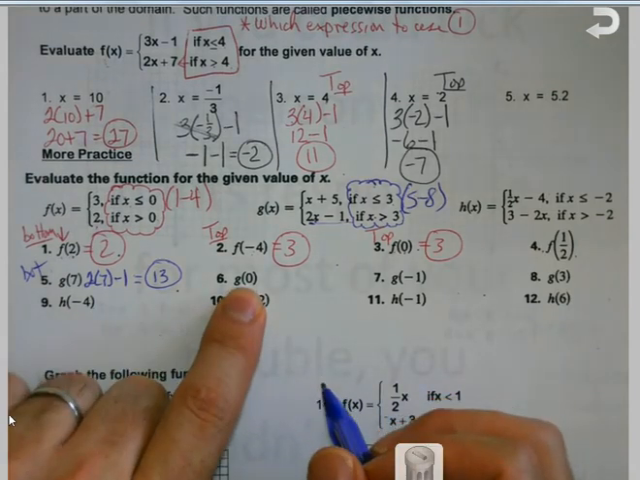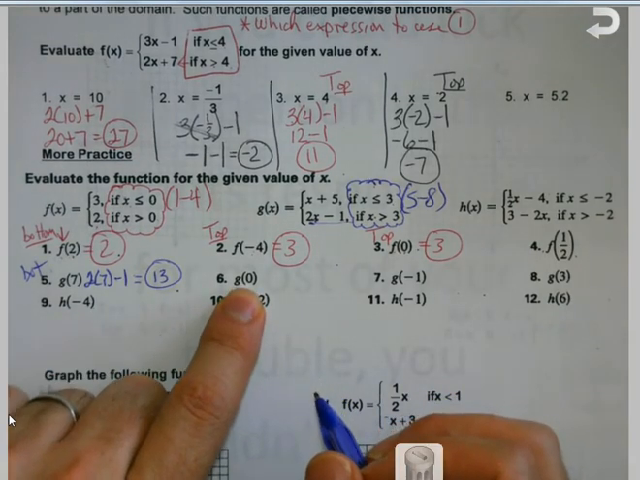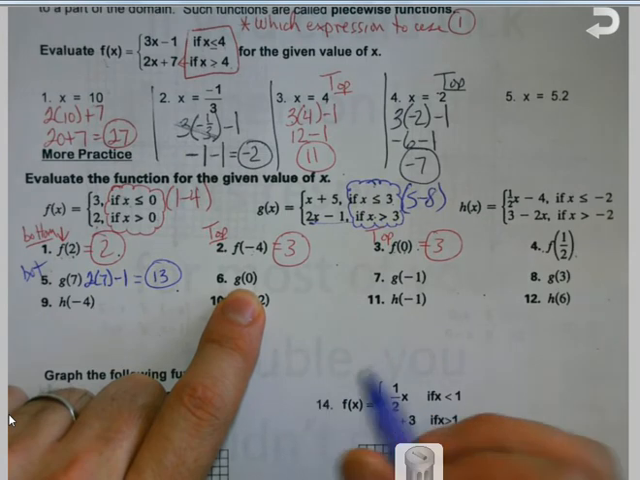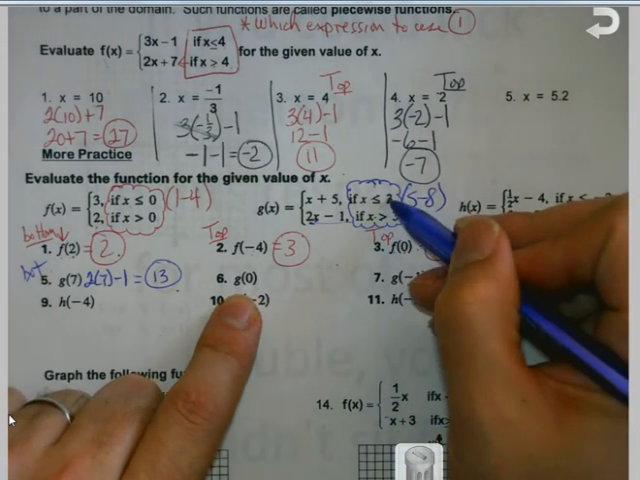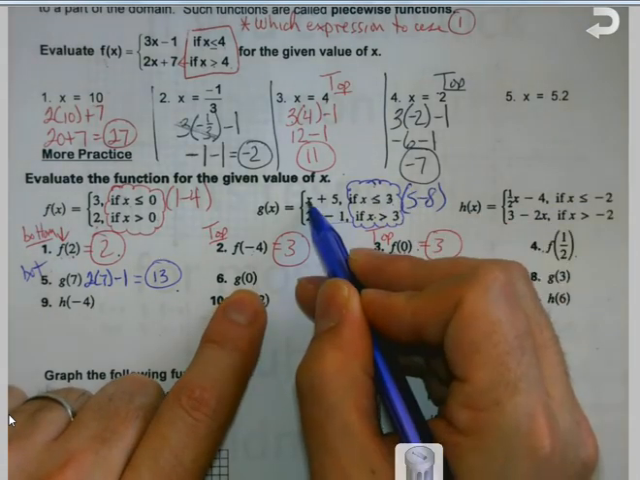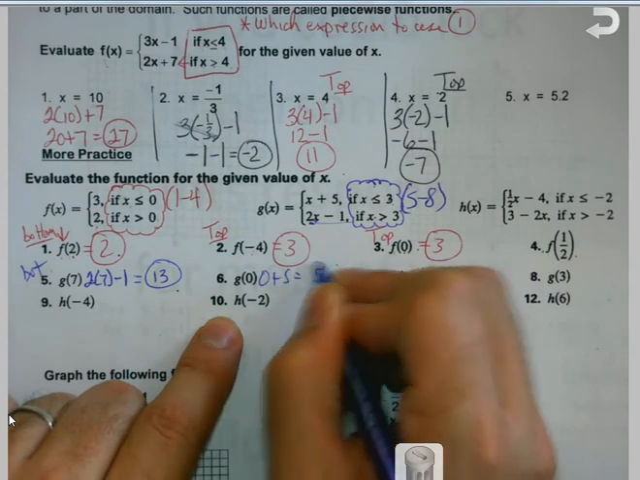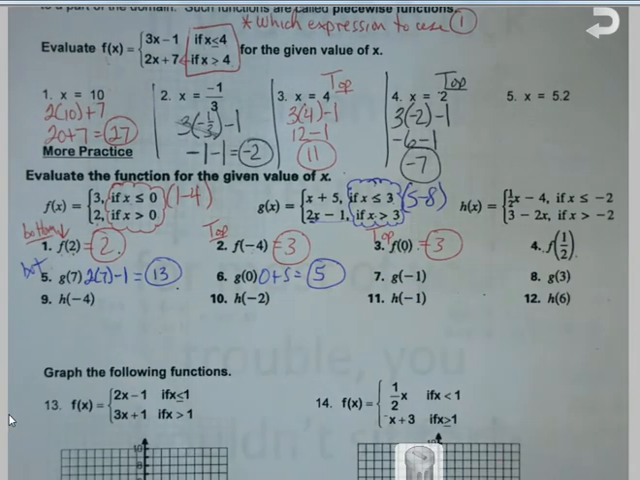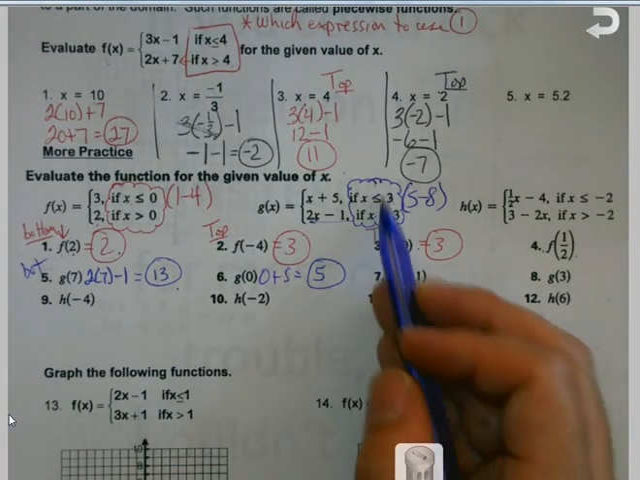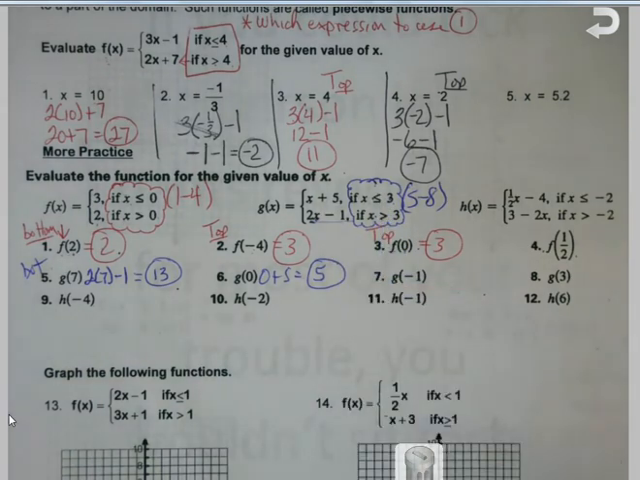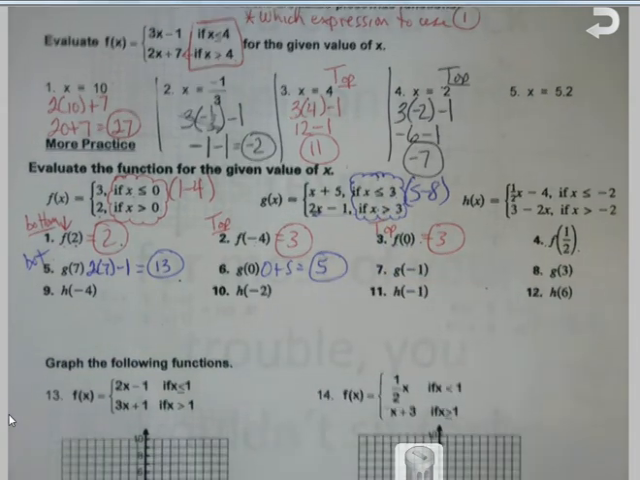What about G of 0? Top one, because 0 is less than 3. So I just plug in the 0 for x. 0 plus 5 is 5. And I'm good. So again, don't let it be that there's several steps get you. It's only 2. Which inequality? Plug it in. All right, let me hit a couple of H's because I like dealing with these fractions.